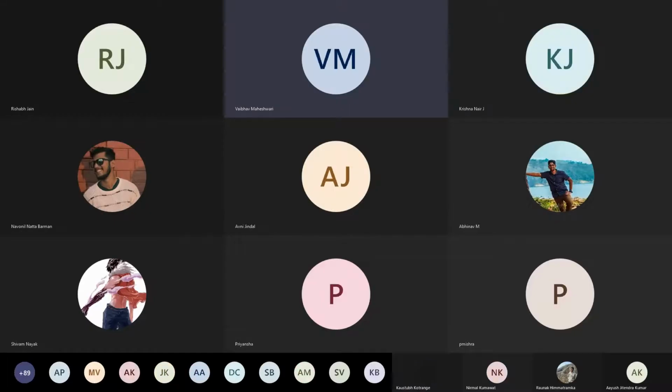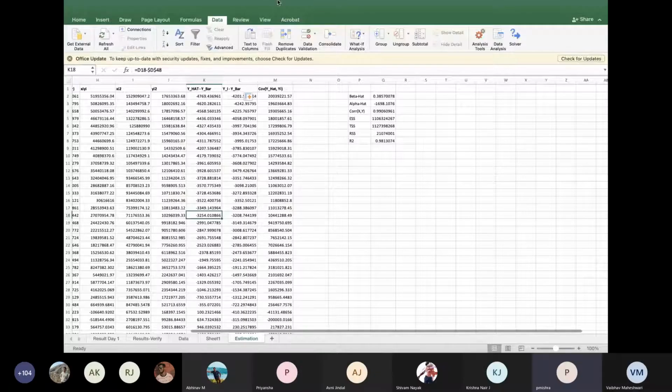Is it visible? Like still? I think you can just make it 125%. I think that would be better. I don't know about others. If you make it 125%, I think that would be better. Okay.